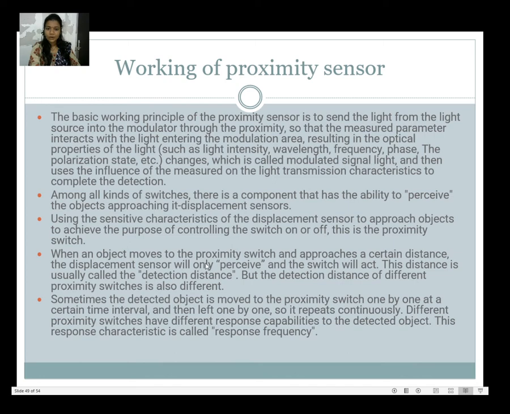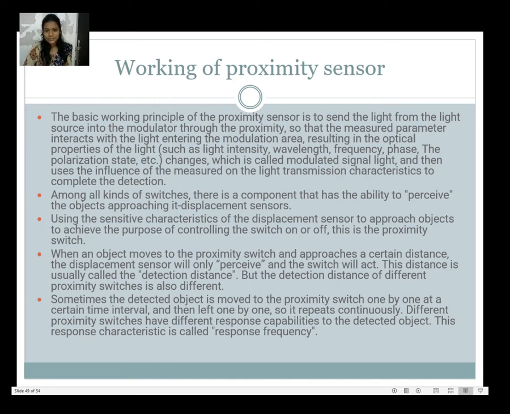So next, when an object moves to the proximity switch and approaches a certain distance, the displacement sensor will only perceive it and the switch will act. This distance is usually called the detection distance. So when an object moves to the proximity switch, what happens? It approaches a certain distance, the displacement sensor will perceive it, and the switch will act.